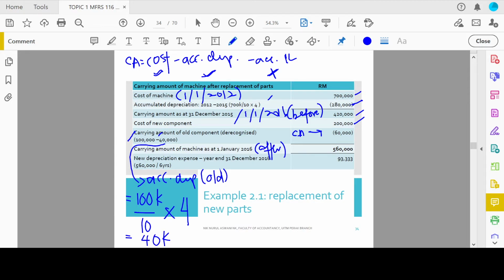560,000. Okay, all right, that's it. So you have answered the question to calculate the carrying amount after the replacement took place.